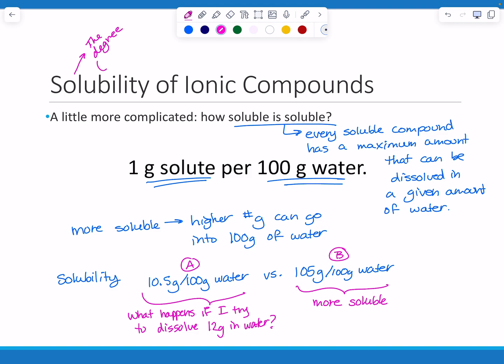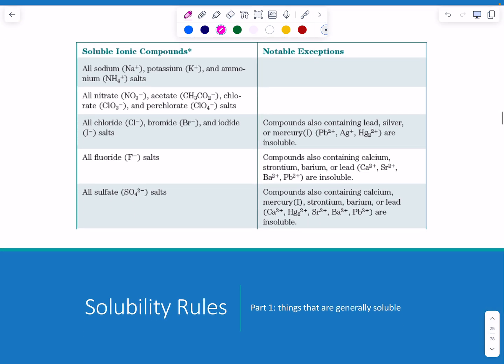Or amount. And then whether it is going to dissolve or not, we use solubility tables. And you used this in lab when you did the net ionic equations lab. So the way that we read these is there's kind of a top and a bottom to the table. The top of the table tells you things that are always soluble, and then the column to the right are going to be the exceptions.